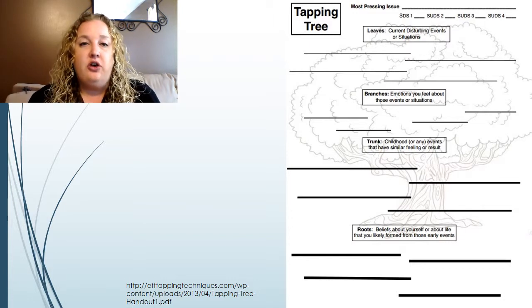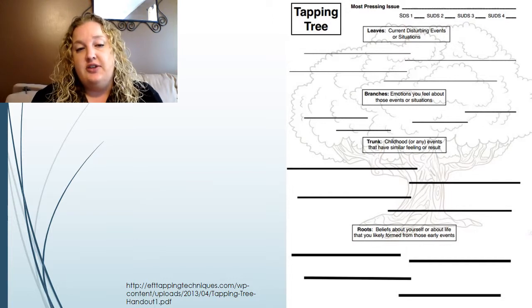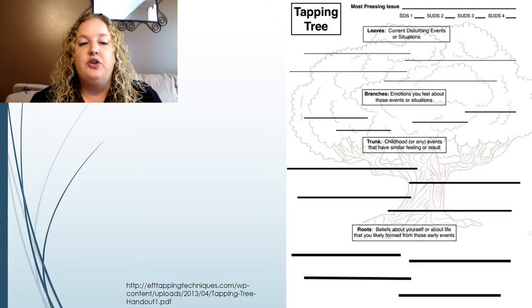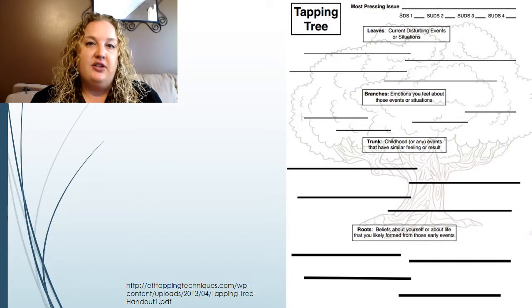The leaves are your current problems or events. The branches are how you feel about those leaves. The trunk is other events in your life that are similar, and the roots are what you believe about yourself based on those events. And you can use each of those to dig deeper and work on each individual problem that you might have that is causing you your stress or anxiety.